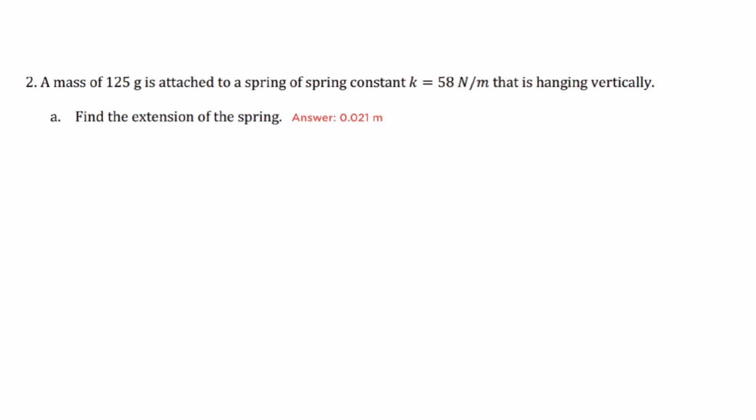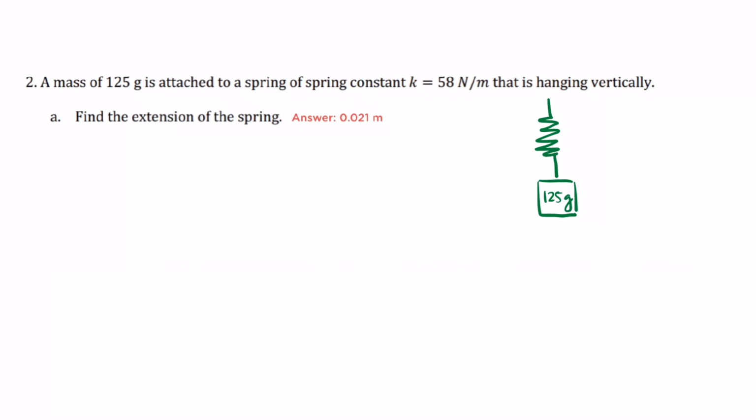So if we are going to draw this one, we have a spring hanging vertically like so, and on this spring we have a mass of 125 grams that is attached to it. And we need to solve for the extension of the spring for the first question.